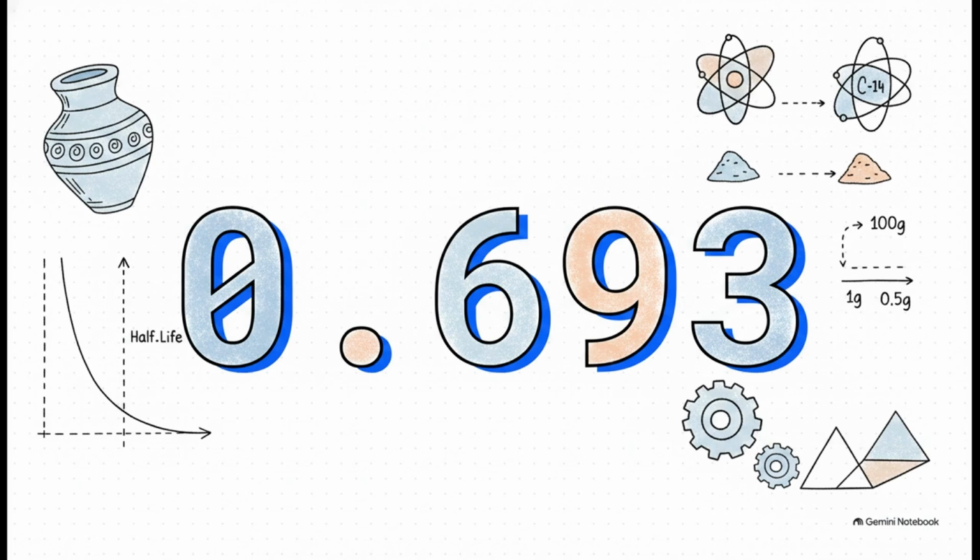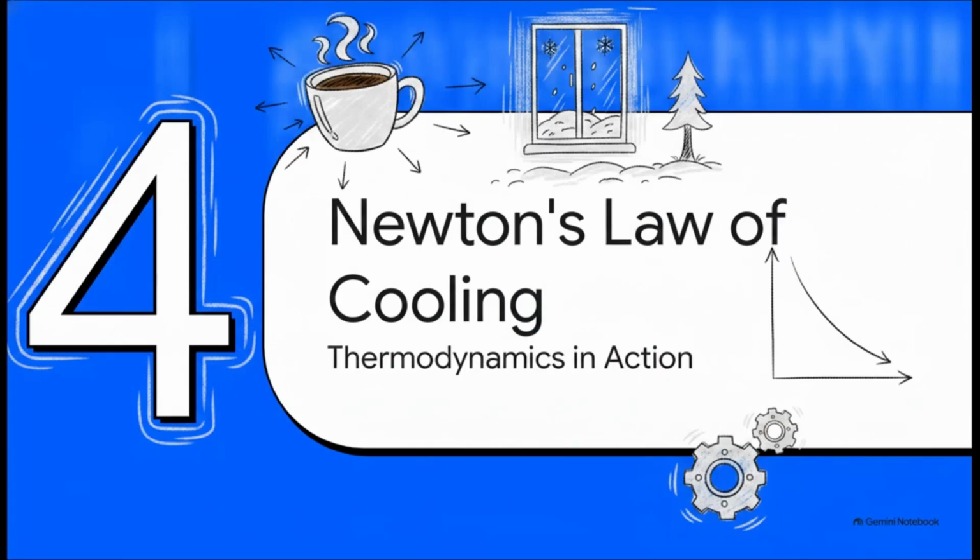Because of how the natural logarithm works, the half-life of any first-order reaction is roughly equal to 0.693 divided by your rate constant. And what's really wild about this is that for first-order reactions, this half-life is completely independent of your starting amount. It takes the exact same amount of time for a massive 100-gram sample to decay down to 50 grams as it takes a tiny 1-gram sample to decay to half a gram. Mind-blowing, right? All right, on to Section 4, Newton's law of cooling.